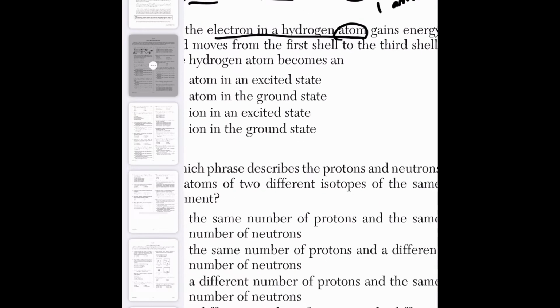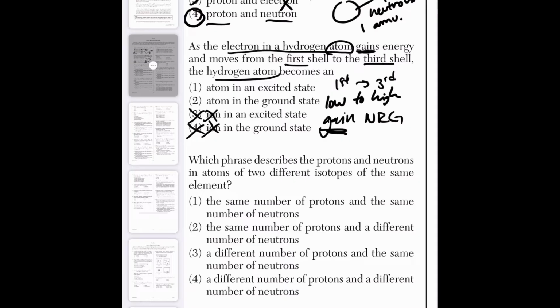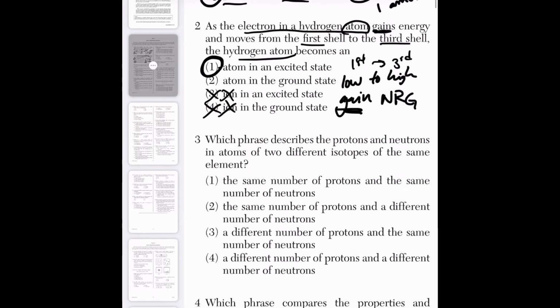As an electron in a hydrogen atom gains energy, moves from the first to the third, low to high energy level, hydrogen atom becomes an, okay, so it's telling you it's an atom, not an ion. And when it gains energy, it's going from the ground state to the excited state, because it's gaining energy. You can think of it like, if you have something exciting, you get energized.